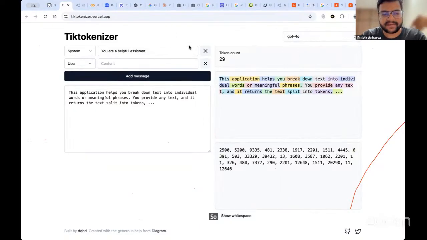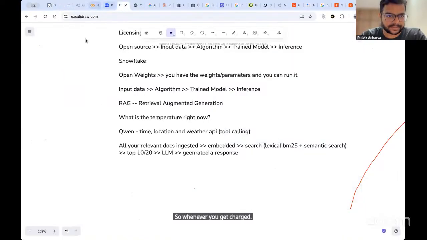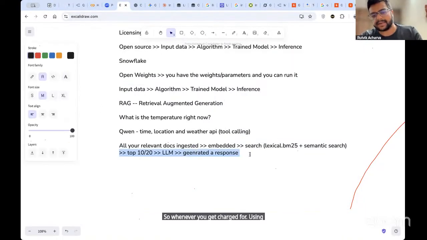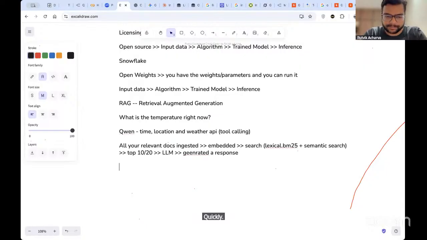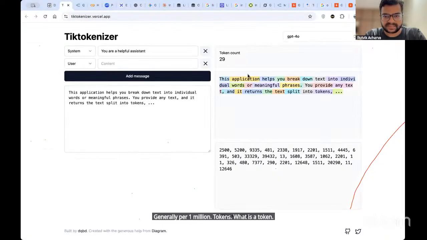Whenever you get charged for using LLMs, I'll quickly cover this topic, everyone. An LLM's dollar cost is generally per million tokens. What is a token? This is a token. This application is one token, helps is one token, and so on.